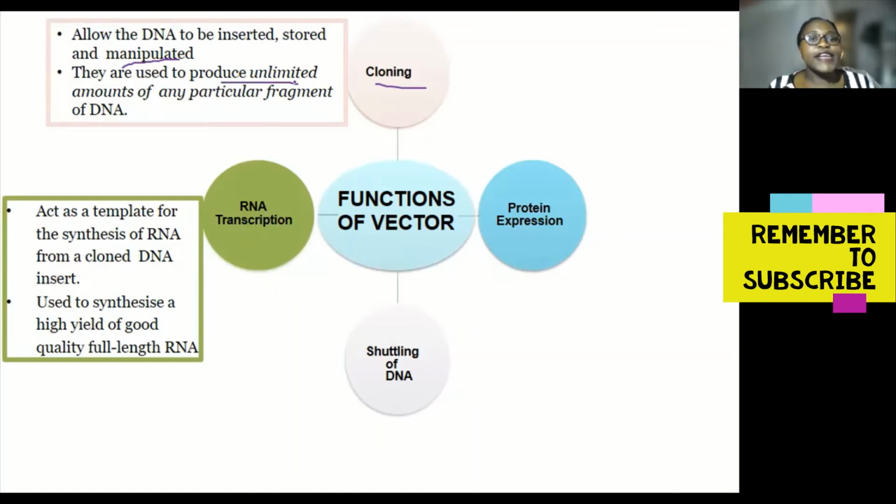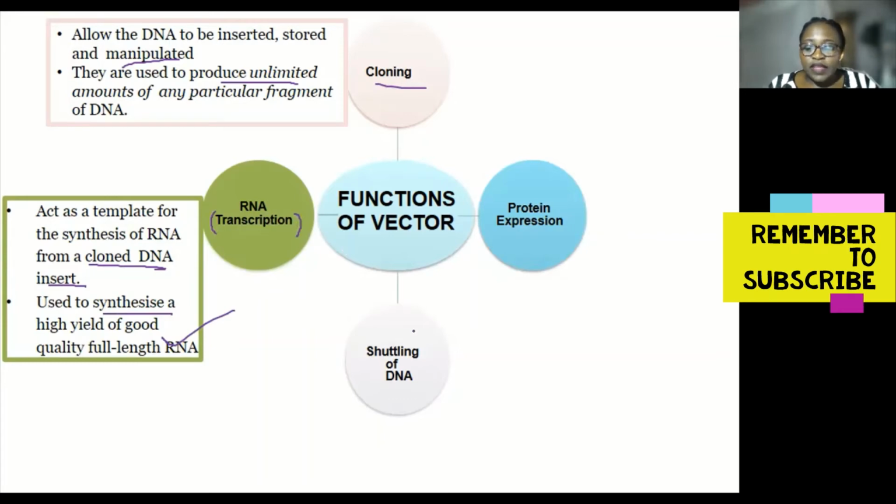That's a cloning vector. Then we have what we call an RNA transcription vector. And from the word, it also means we are making RNA through the process of transcription, because we have cloned a DNA insert, made many copies of a DNA insert, and now we want it to be synthesized into high yield, good quality, full length RNA. And that is usually the process of transcription.